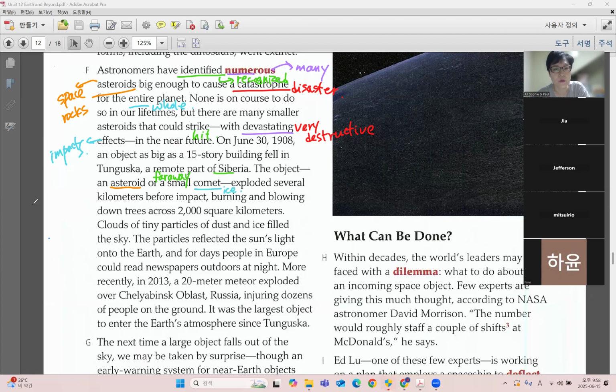Exploded. What is exploded? Exploded means blew up. EX means out. Blew up several kilometers before impact. Impact is collision.